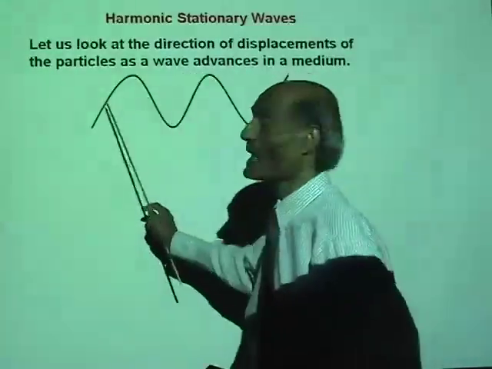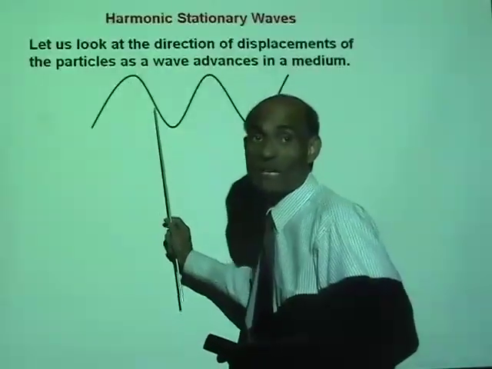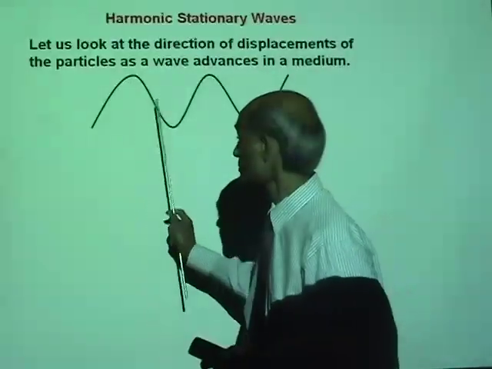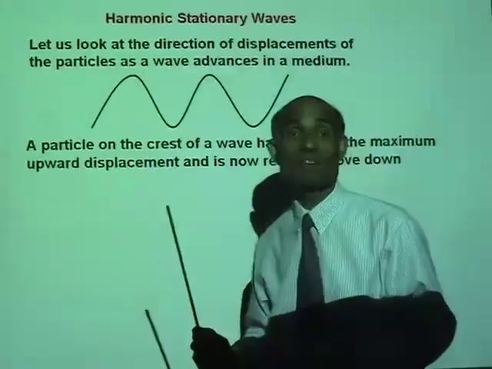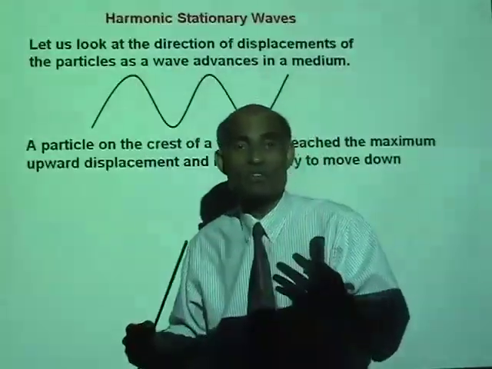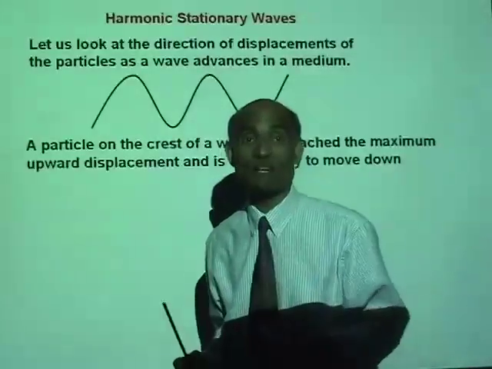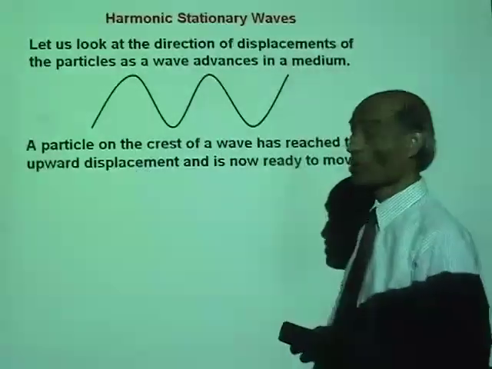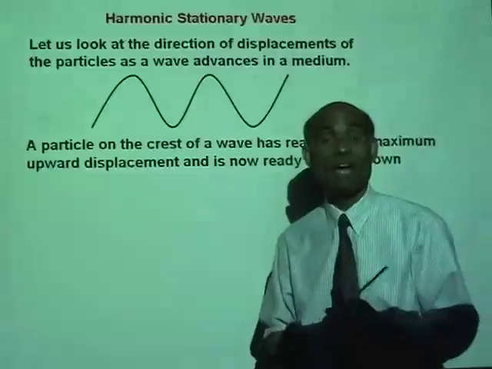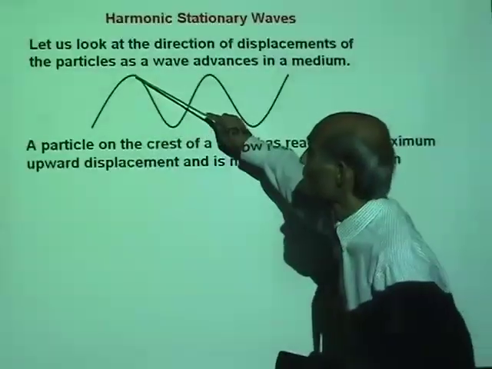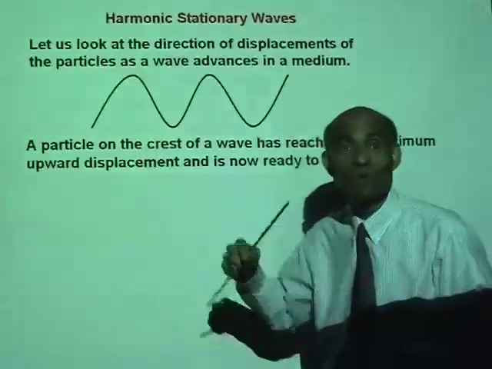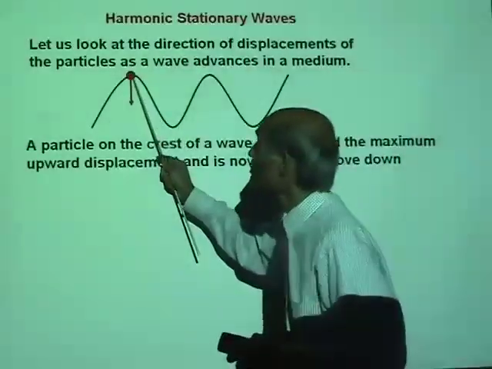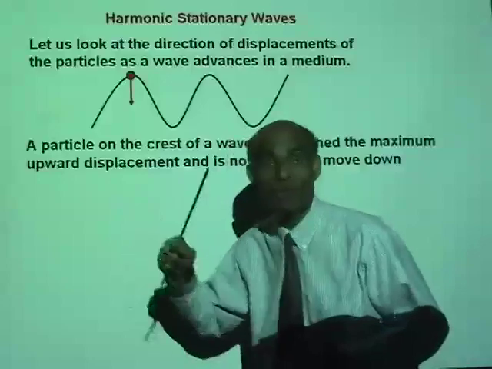Now, if you look at a wave on a crest and a trough, if a particle is on the crest of a wave, tell me, what is the direction of motion of that particle? A particle on the crest of a wave has actually reached the peak, and now it is beginning to move down.